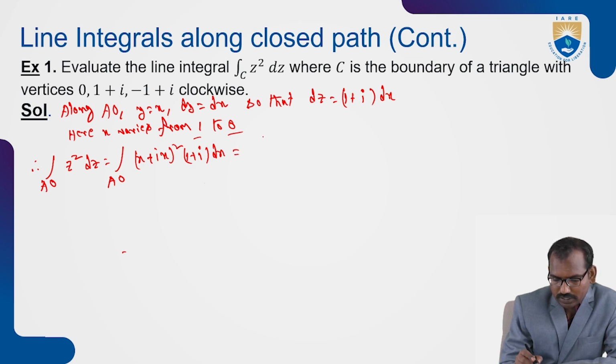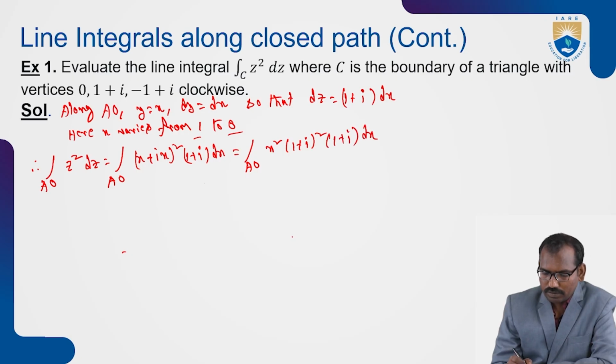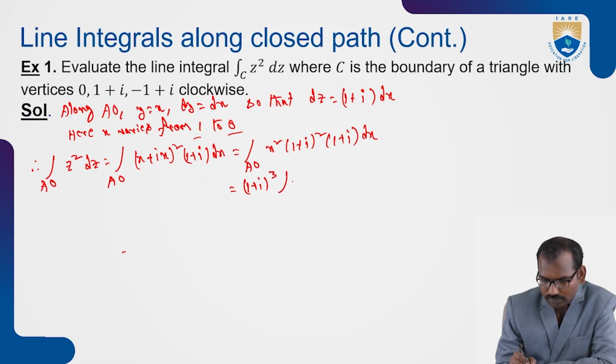Now we can write it as integration along AO of x square times (1 plus i) whole square, here (1 plus i) dx. Now you can observe that it is (1 plus i) whole cube, integration from 1 to 0 of x square dx, in terms of x.